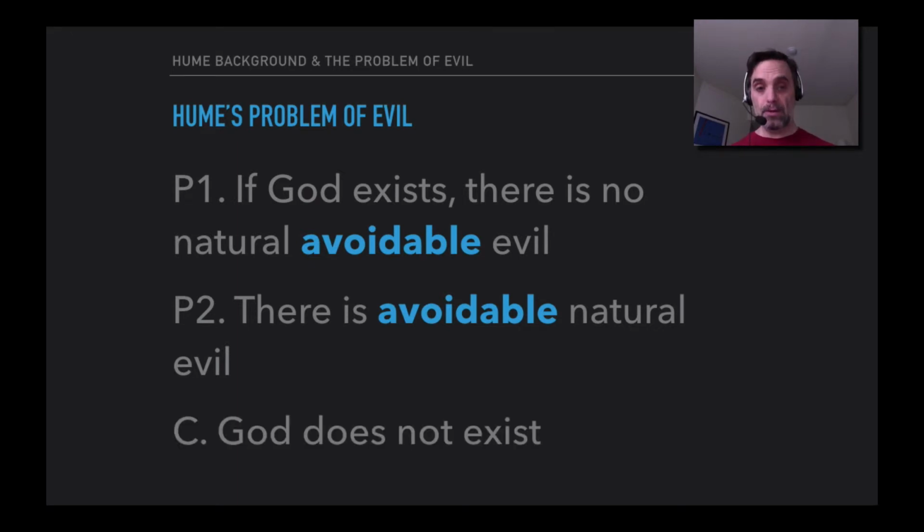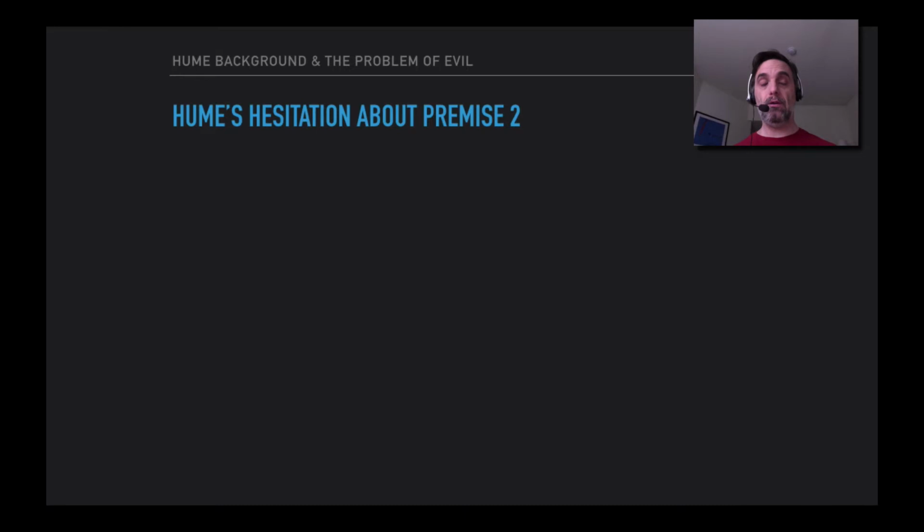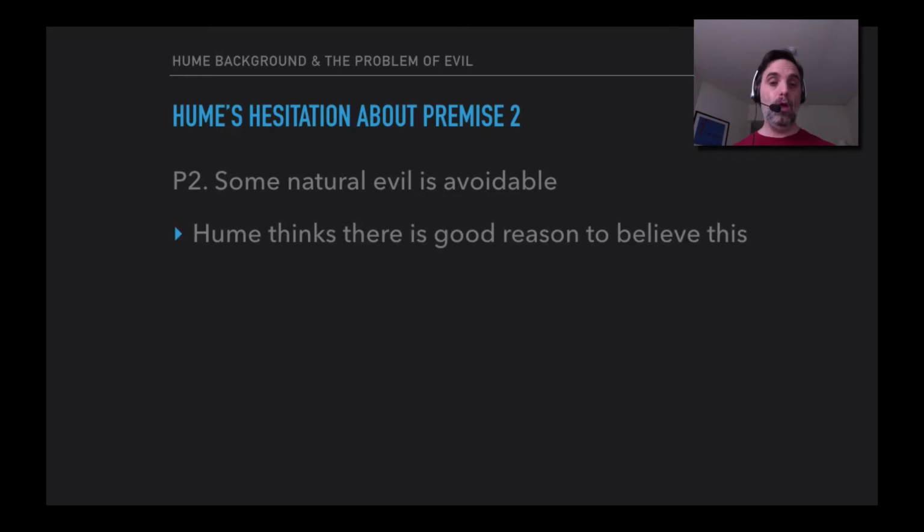This is a valid argument. Premise 1 seems like it's probably true. So Hume is going to say that premise 2 is true as well, and that would produce a sound argument if he were right. So premise 2, some natural evil is avoidable. Hume thinks there's good reason to believe this. You're going to see that in the reading. But it's important to understand, first of all, that's what he's arguing for, and it's in the context of this bigger argument that looks like it would show that God does not exist.